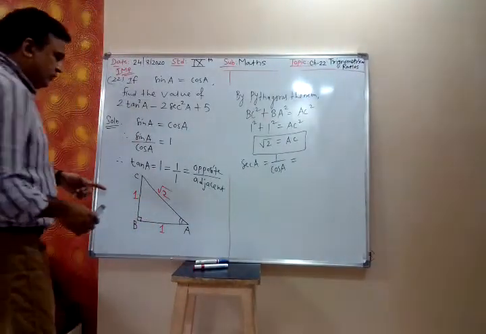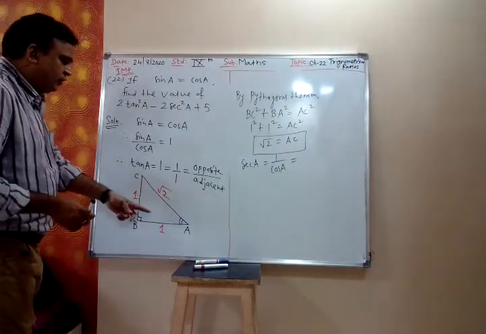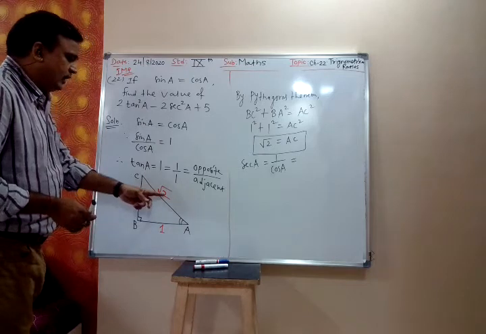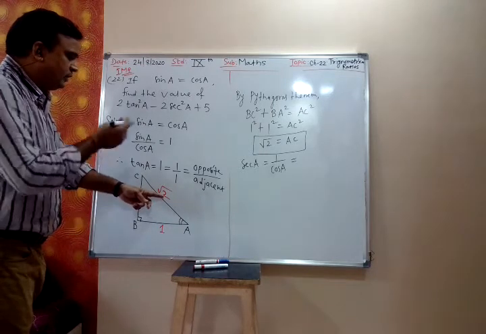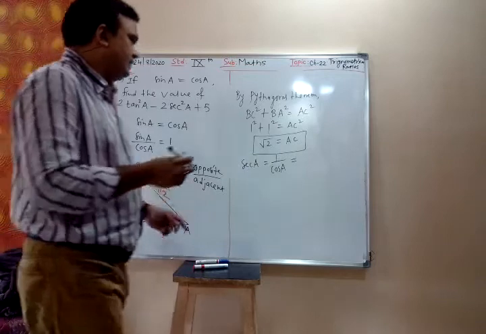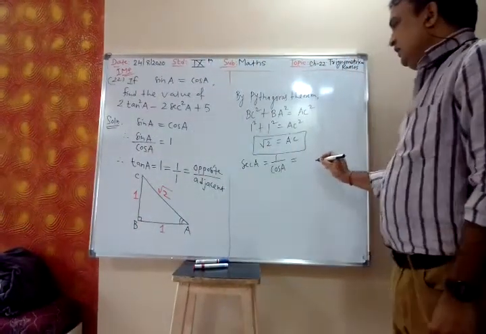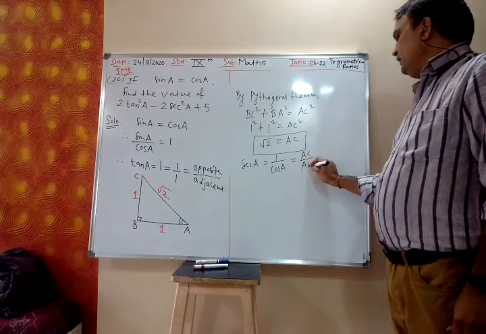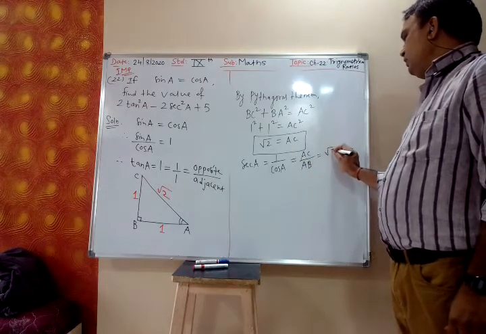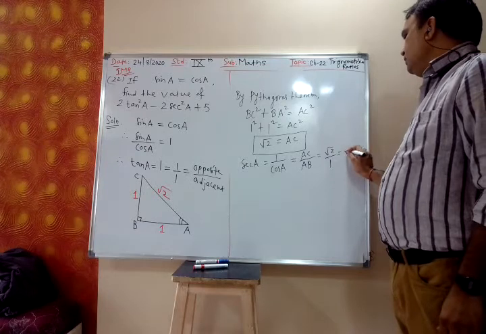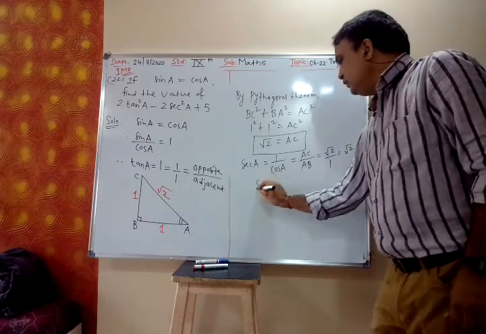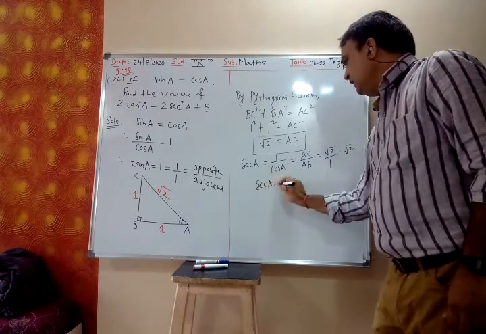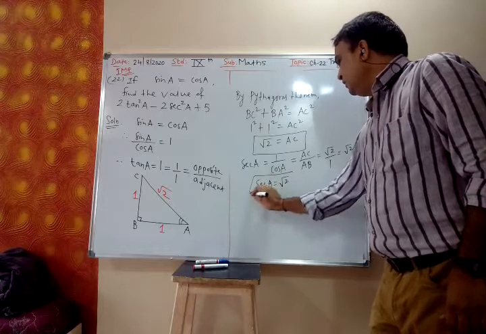So reciprocal of cos. What is cos? Cos is adjacent upon hypotenuse. So reciprocal of that will be hypotenuse upon adjacent. That will be AC upon AB, root 2 upon 1, and that is root 2. Sec A is root 2.